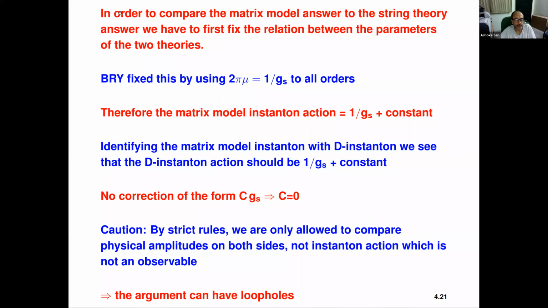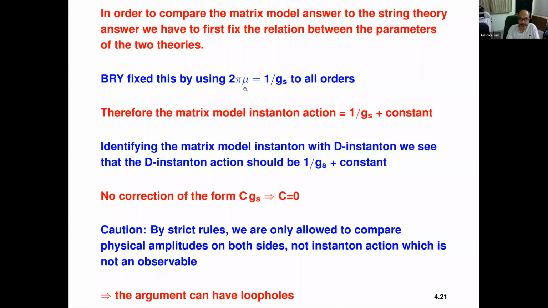Now if we want to compare the matrix model answer to the string theory answer, you have to first fix the relationship between the parameters of the two theories, because nobody gives you in advance how the parameters should be related. This can be fixed in many ways. You can even fix it perturbatively, by comparing perturbative amplitudes. But the way BRY fixed this is by setting 2 pi mu equal to 1 over G string to all orders. They didn't make any correction to this formula.